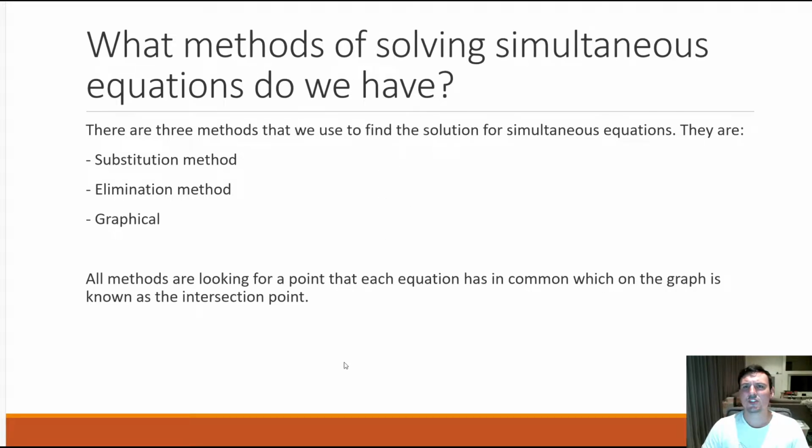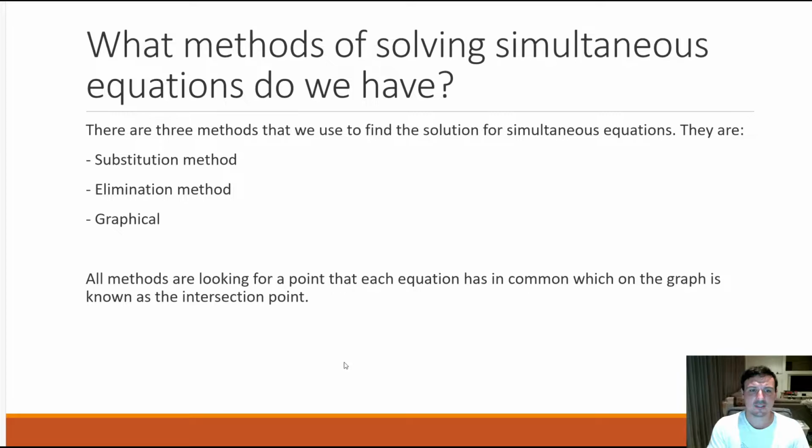So what methods of solving simultaneous equations do we have? Well, there are three ways. First way is the substitution method, which is where we substitute an equation into another equation. We have the elimination method where we subtract or add the equations together to remove one of the variables. And we have the graphical method where we sketch the graphs and we find the intersection point.